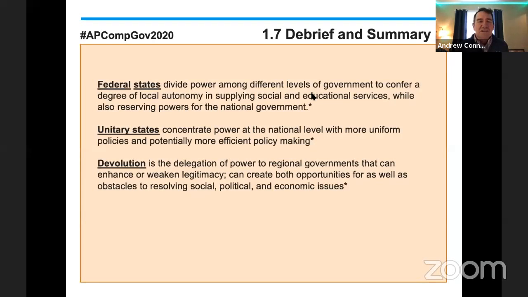We know that unitary states have much stronger central governments. It doesn't necessarily mean that a unitary state is always authoritarian, as we've seen with the example of the United Kingdom. And even though federal states divide power amongst different levels of government, it doesn't always mean that they're democratic, particularly as we've seen with Russia, which can use more authoritarian techniques.